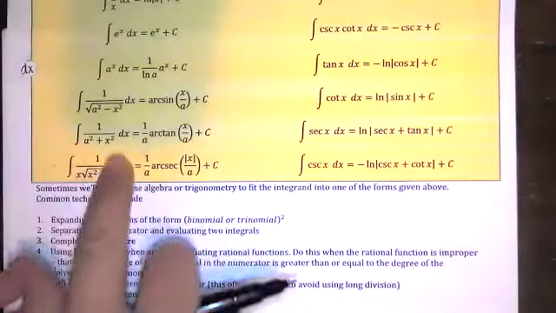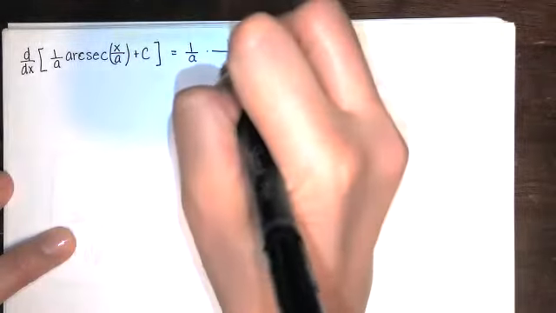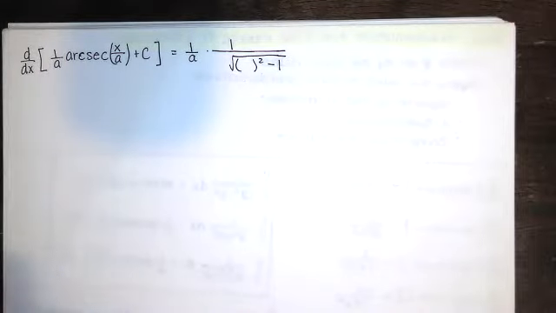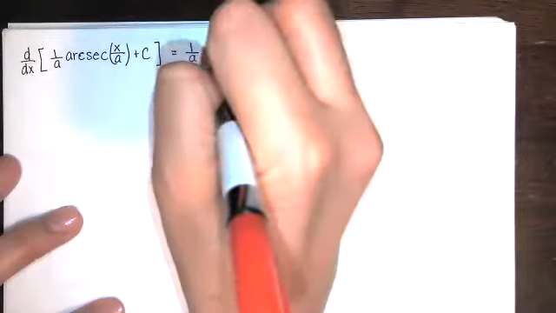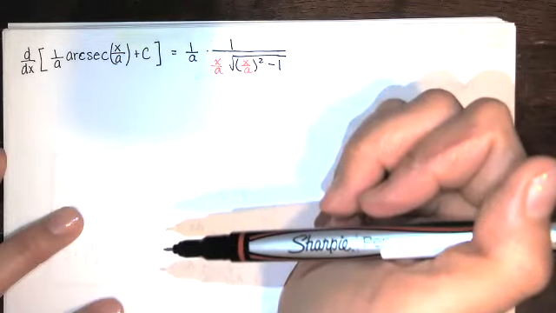Okay, so I want to show that the derivative of 1 over a times arcsecant of x over a plus c is equal to this guy over here. I can bring the 1 over a down. According to my rules for arcsecant, I get 1 over the absolute value of x times the square root of x squared minus 1, except instead of an x this time, we've got an x over a. Now I've dropped the absolute value. I'm just going to say x is positive, so absolute value of x is the same as x.